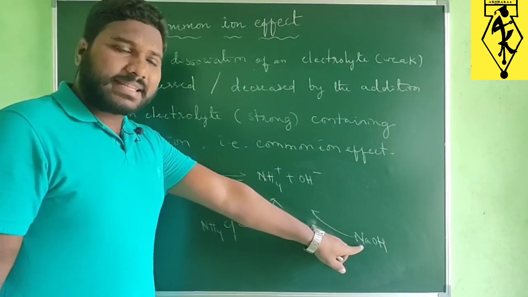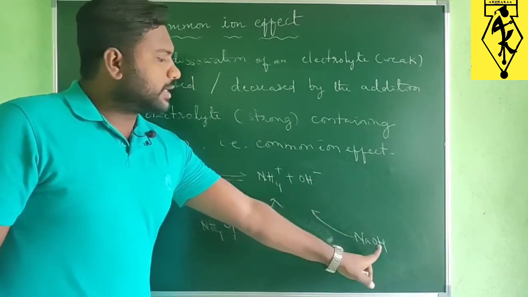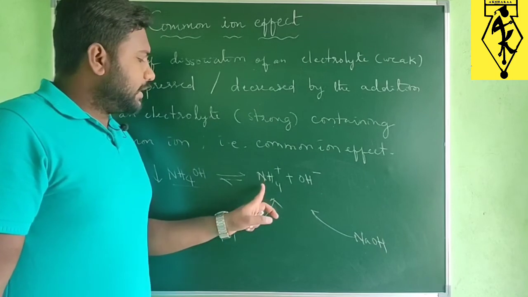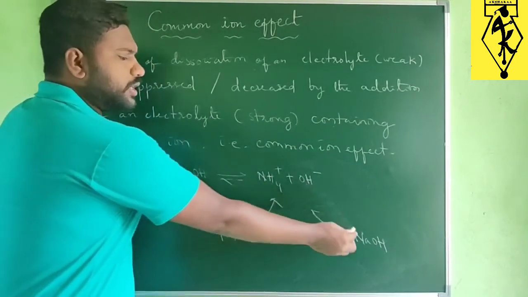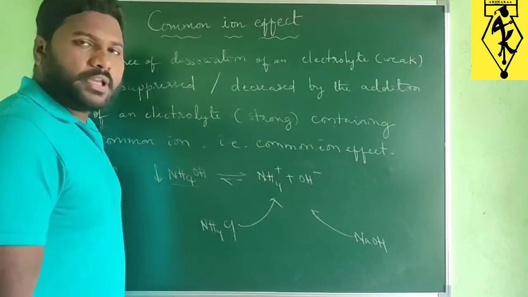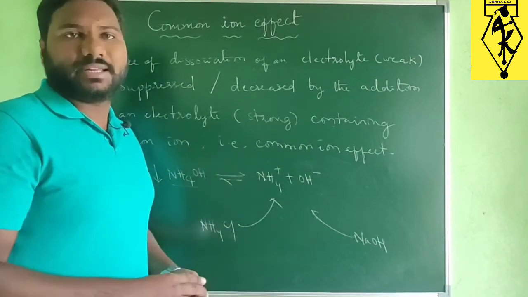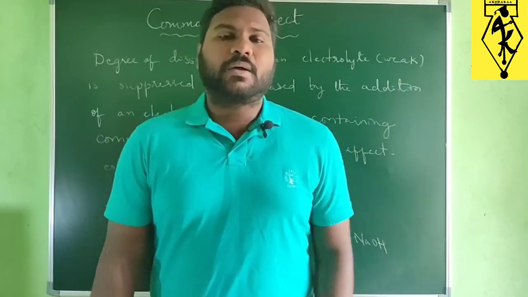Similarly, if we add sodium hydroxide to this solution, the concentration of OH minus is going to increase, then the concentration of NH4 plus is going to decrease. So due to this common ion effect, the degree of dissociation of ammonium hydroxide is going to decrease. This is how the common ion effect will work. This is all about this video.